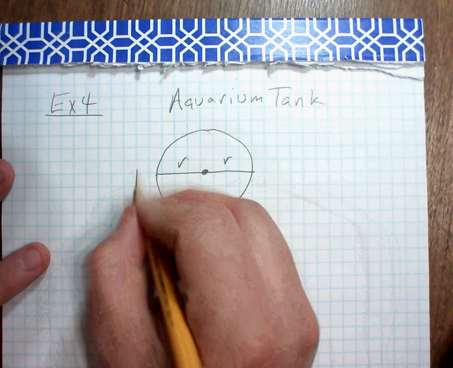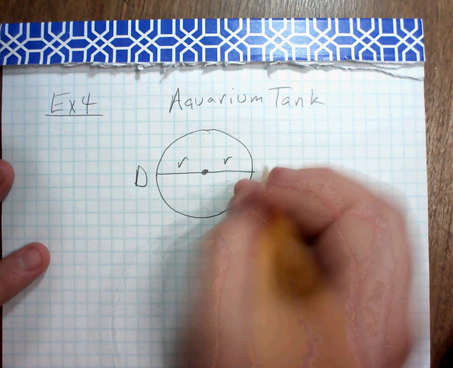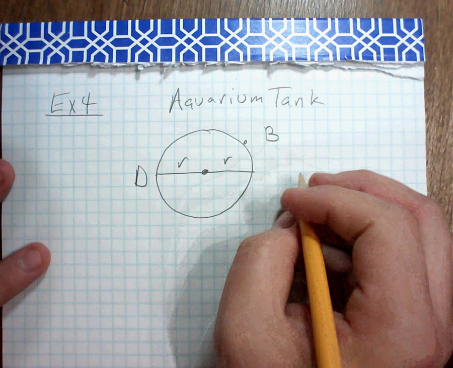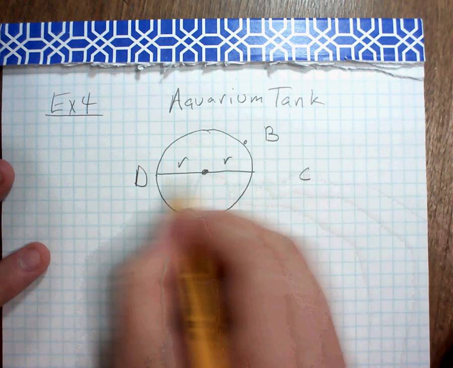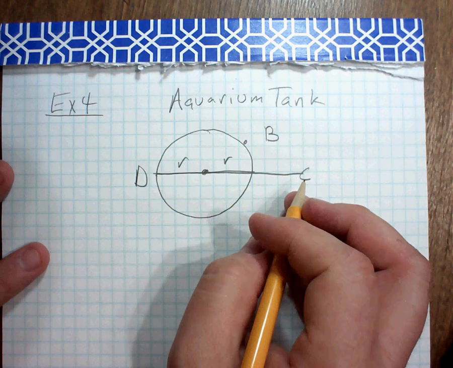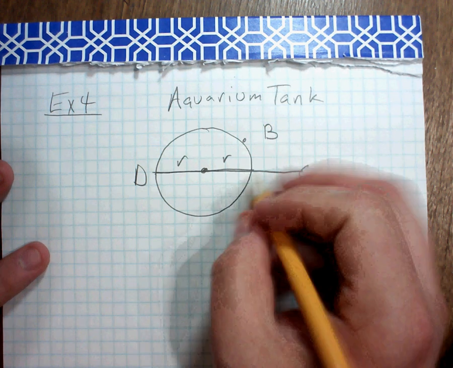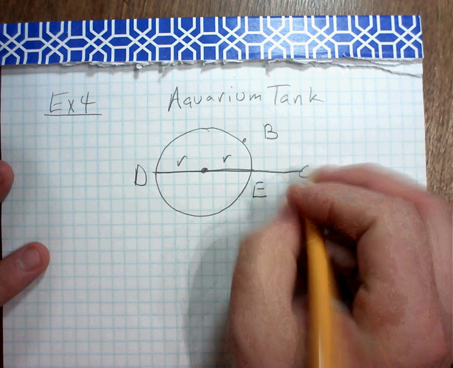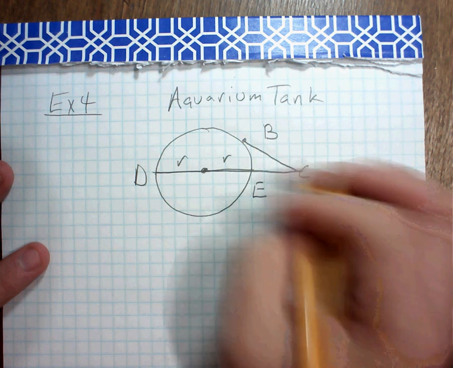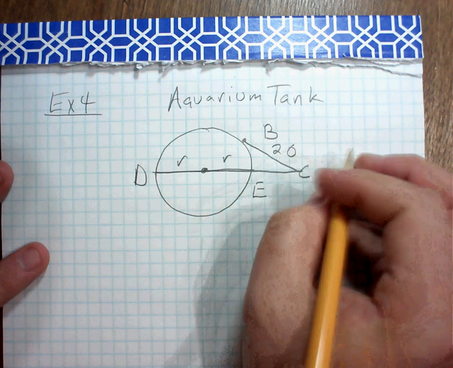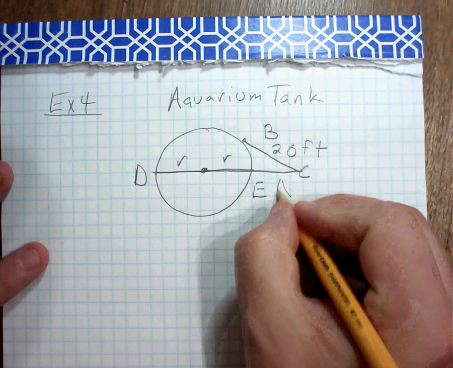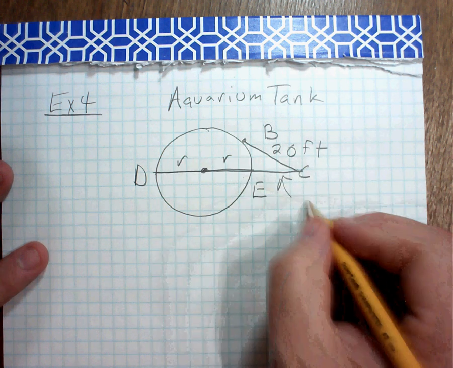So we'll label this as D. We'll label this point over here as B. And then we'll label a point over here as C. So basically we have a secant line, all right? And this, we can label as E. And then we'll have a tangent line. And we're told that this tangent line is 20 feet, and that this segment from E to C is 8 feet.